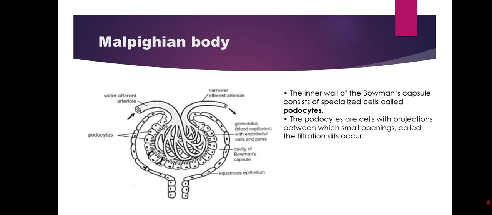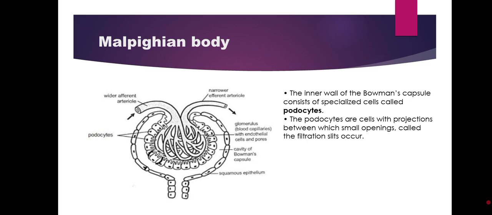I tried to show it. So the podocytes are cells with projections between which there are small openings called the filtration slits. I didn't talk about this, but the blood that is filtered through the Bowman's capsule is called the filtrate. It's called the glomerular filtrate. Now, the filtrate goes through the podocytes, right?